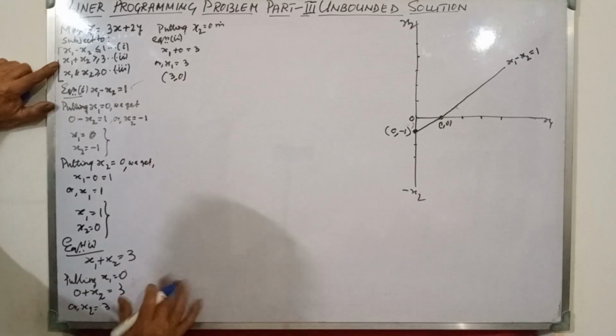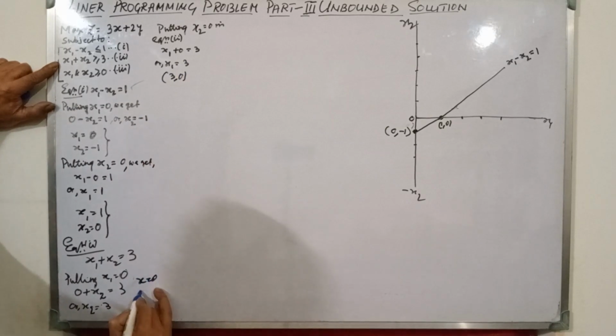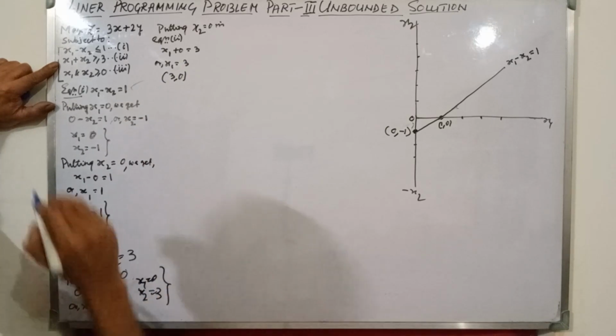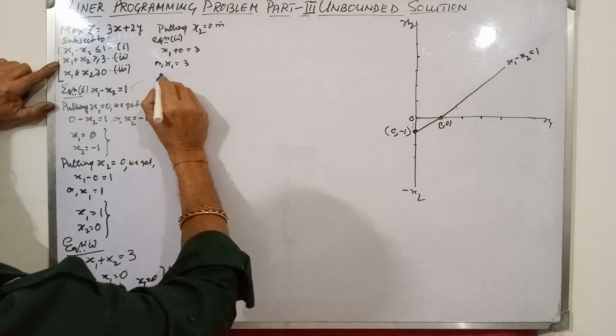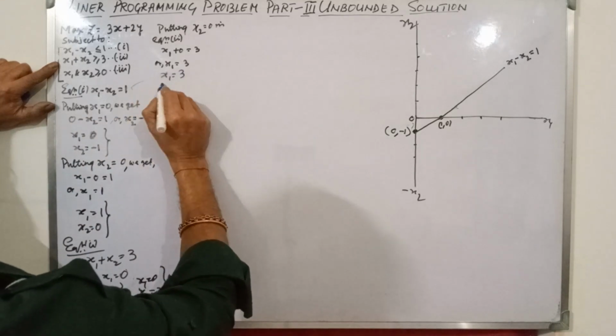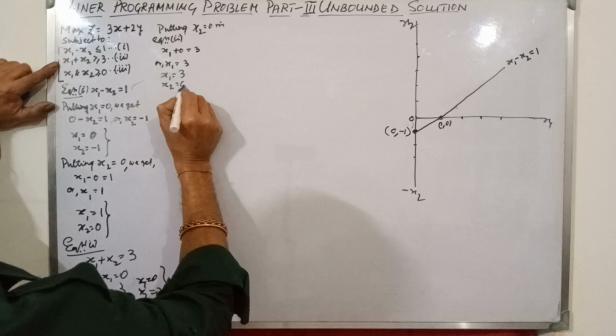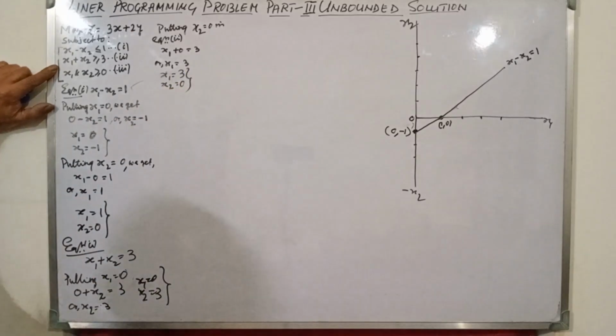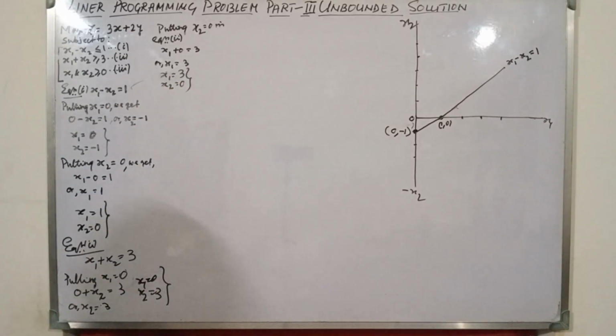Okay, here x1 equals 0, x2 equals 3, and here x1 equals 3 and x2 equals 0. So we get 2 coordinates, 3, 0 and 0, 3, from equation number 1.